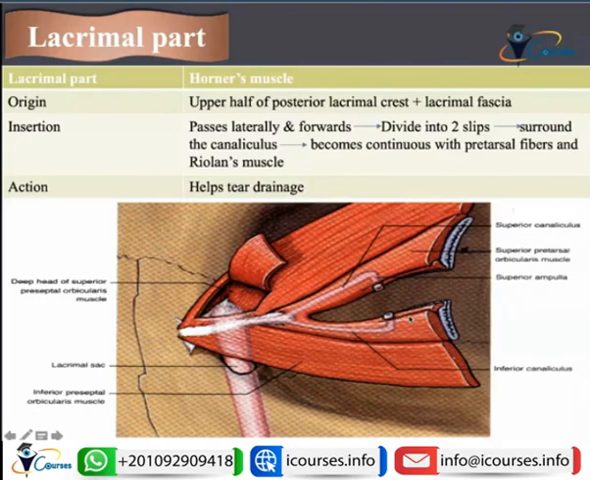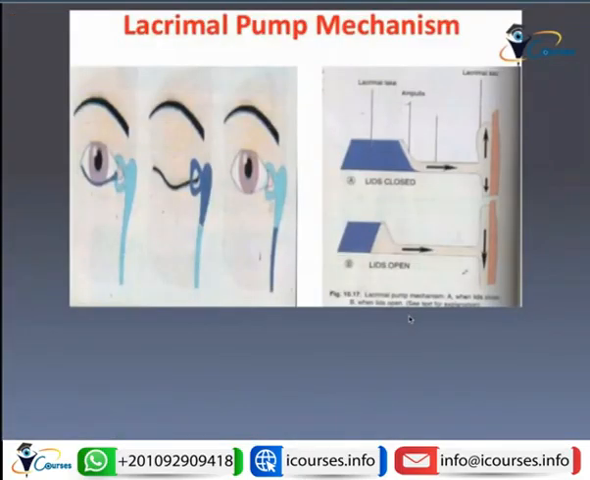So since it is enclosing the canaliculi, what do you expect the function will be? It helps tear drainage. By contraction of this muscle, it helps the tear drainage by the action of what's called the lacrimal pump. So what is the lacrimal pump? It is the contraction and relaxation of the lid muscle that is responsible for tear extraction from the palpebral fissure and the drainage of the tears through the puncti, canaliculi, and lacrimal sac.